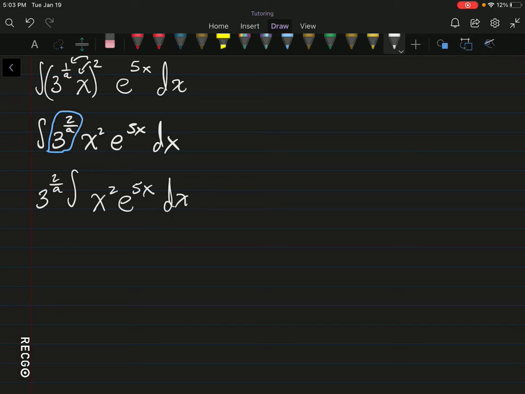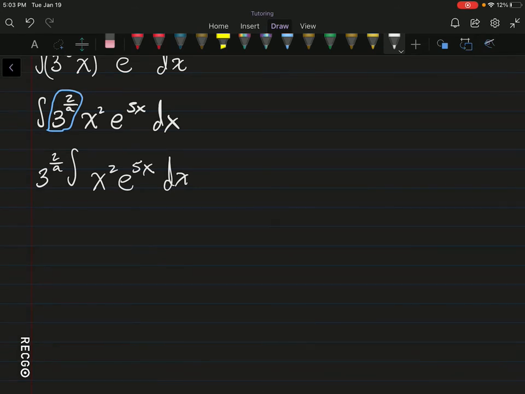The way that we approach this is we would do integration by parts, but that usually takes long. So instead we're going to do a shortcut, which is the LIPTE method or the tabular method. They're both the same.